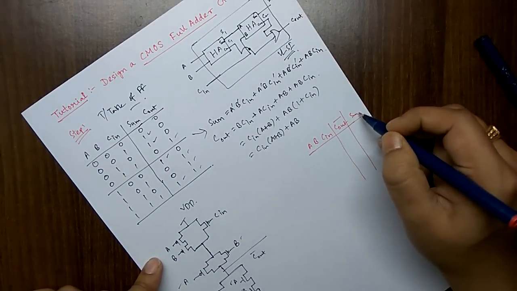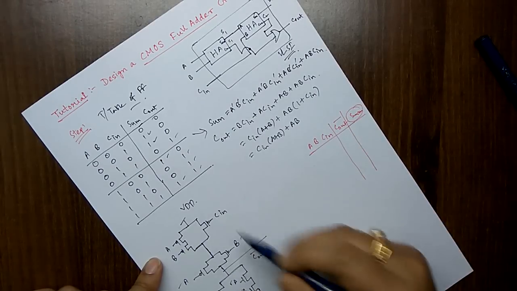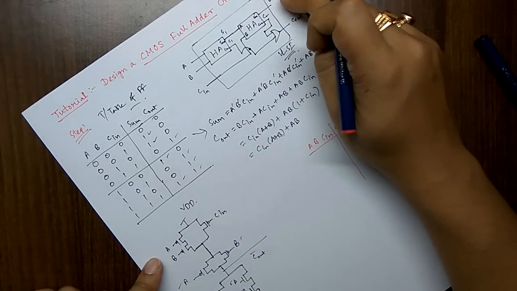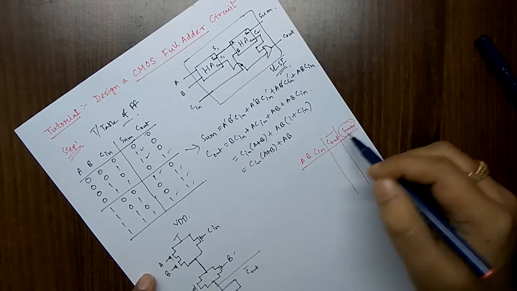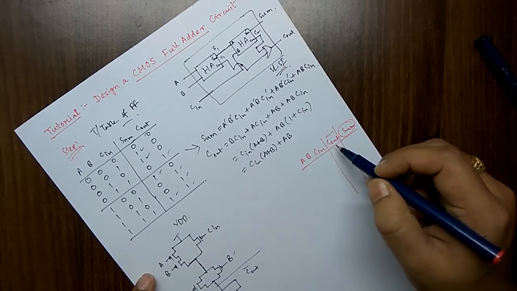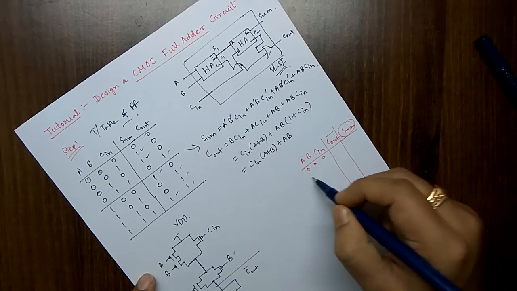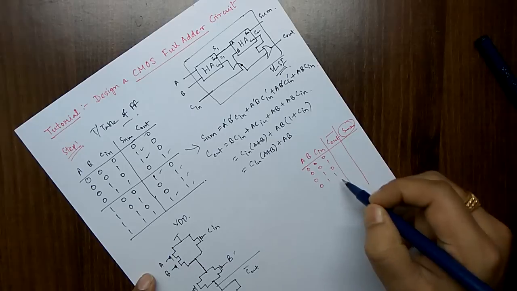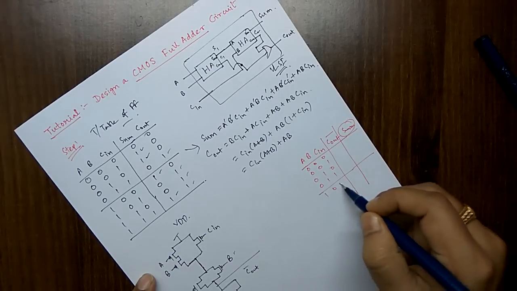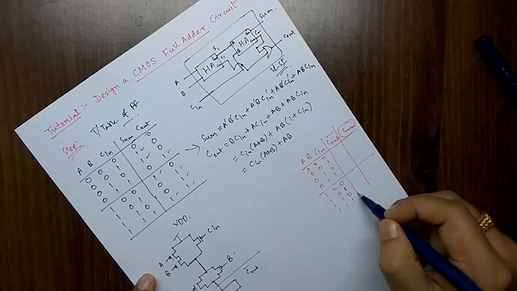Of sum, because C out we have already got. Now the sum is the main important thing. We have to think about the sum. So to get the sum, we have to take C out as the fourth input. So how many combinations? 0 0 1, 0 1 0, 0 1 1, and 1 0 0, 1 0 1, 1 1 0, and 1 1 1, right?